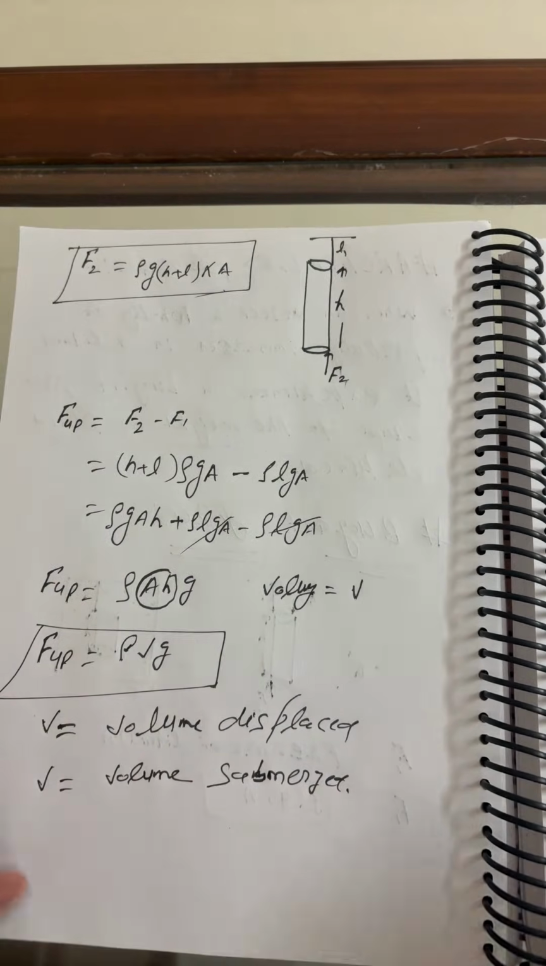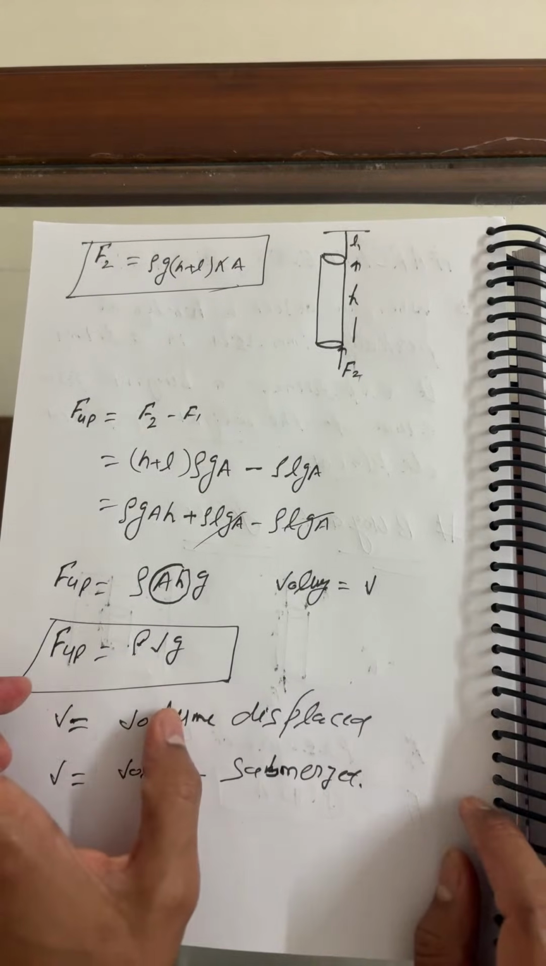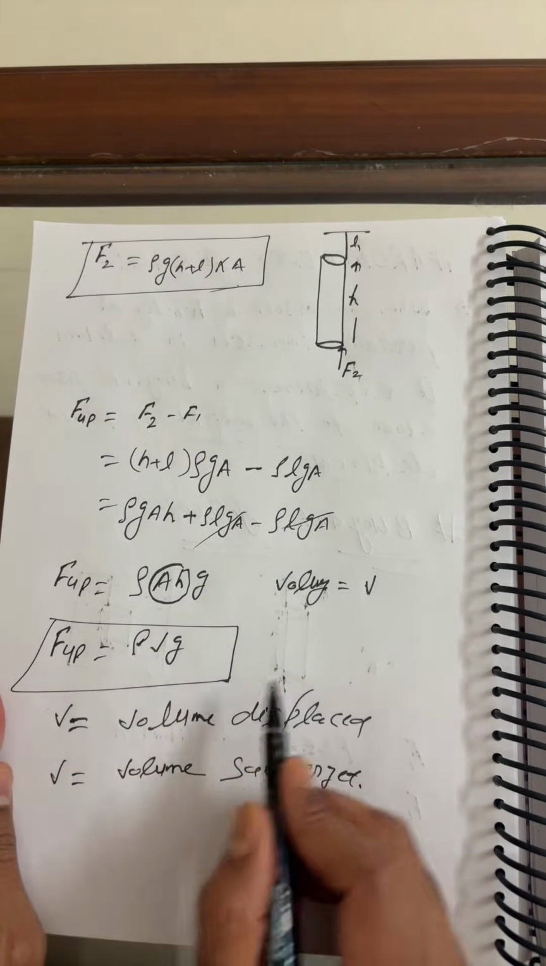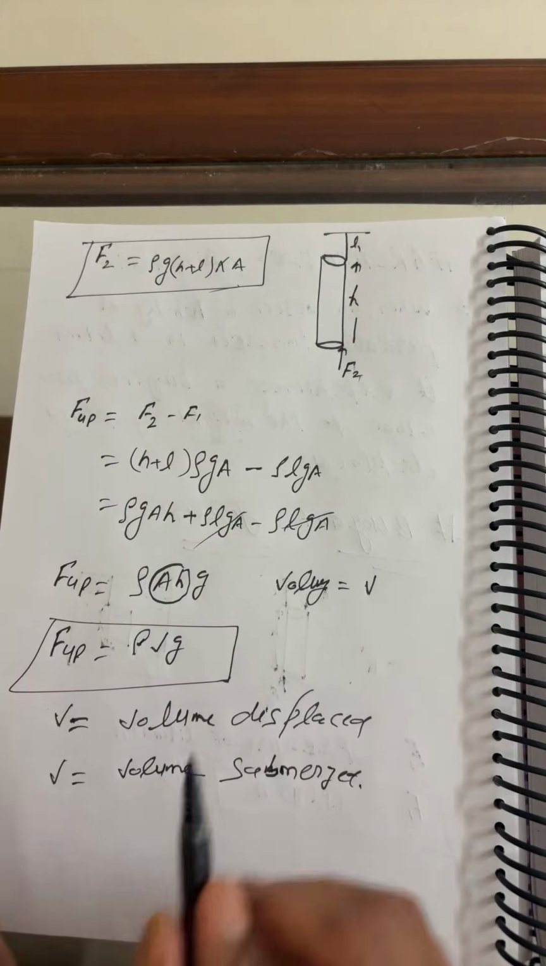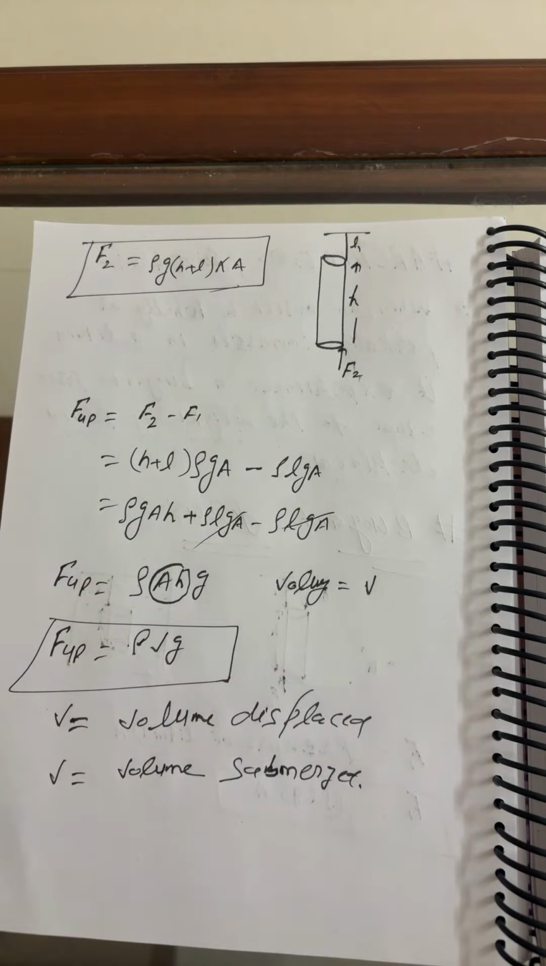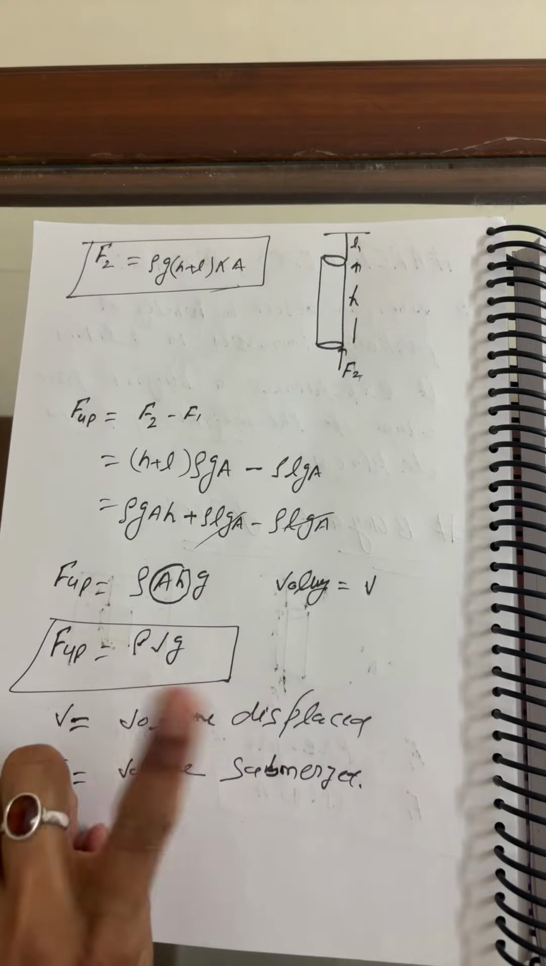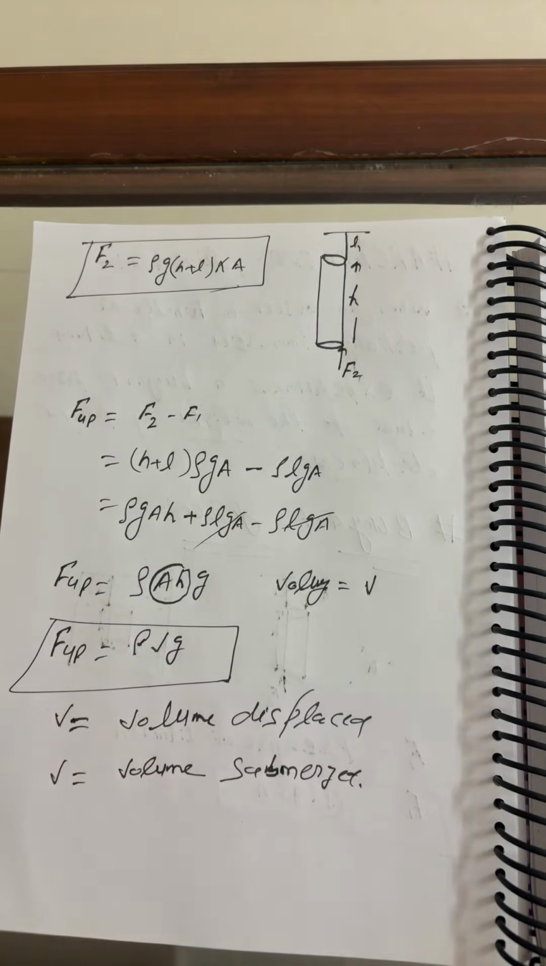Now I gave this in just 15 minutes: the buoyancy force. What is the buoyancy force? This is also known as the upthrust force. The buoyancy force, you can also call upthrust force, right? This is rho V g, where V is the volume displaced or volume submerged.